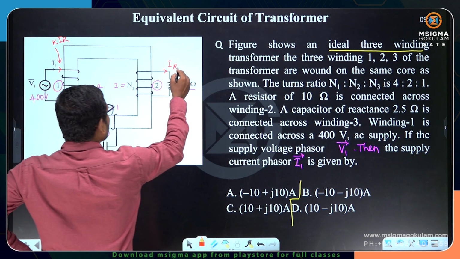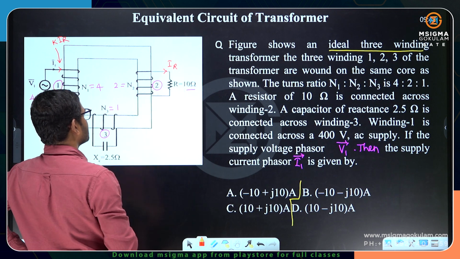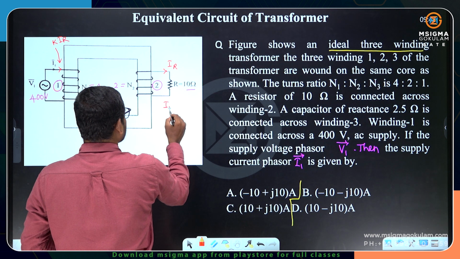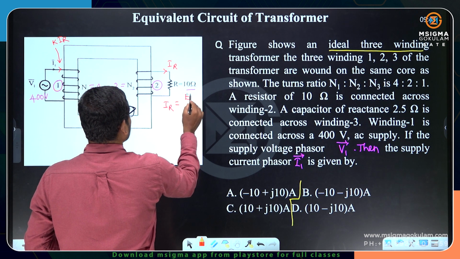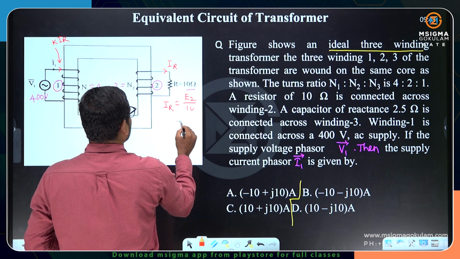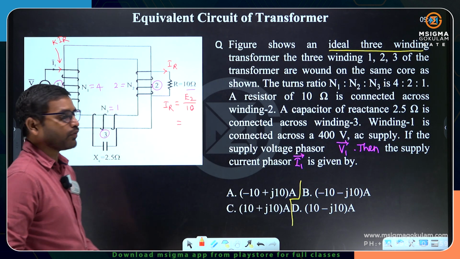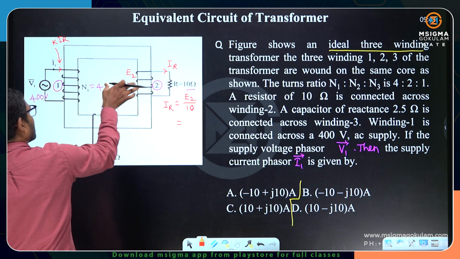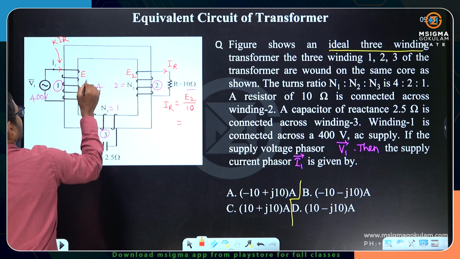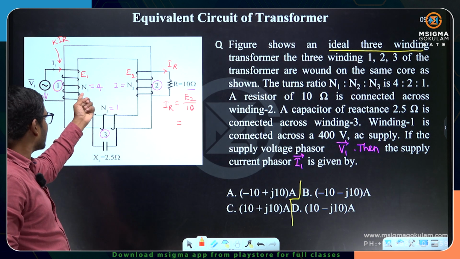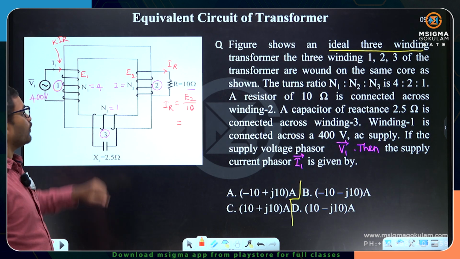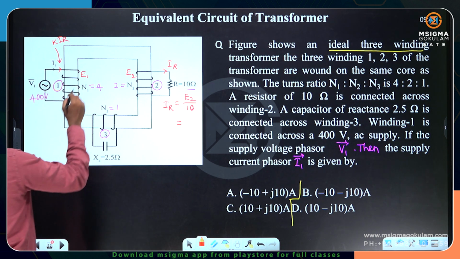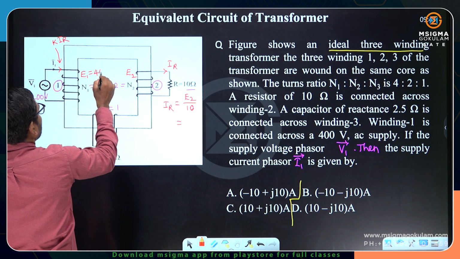Okay, IR is how much? Voltage divided by resistance. What is the secondary voltage? IR can be taken as secondary voltage E2 divided by resistance. Resistance is 10. What is E2? E2 depends upon your turns ratio. If you want to find E2, it is N2 by N1 times E1. What is E1? E1 is the voltage which is because of the supply voltage. So E1 you are going to get as 400.